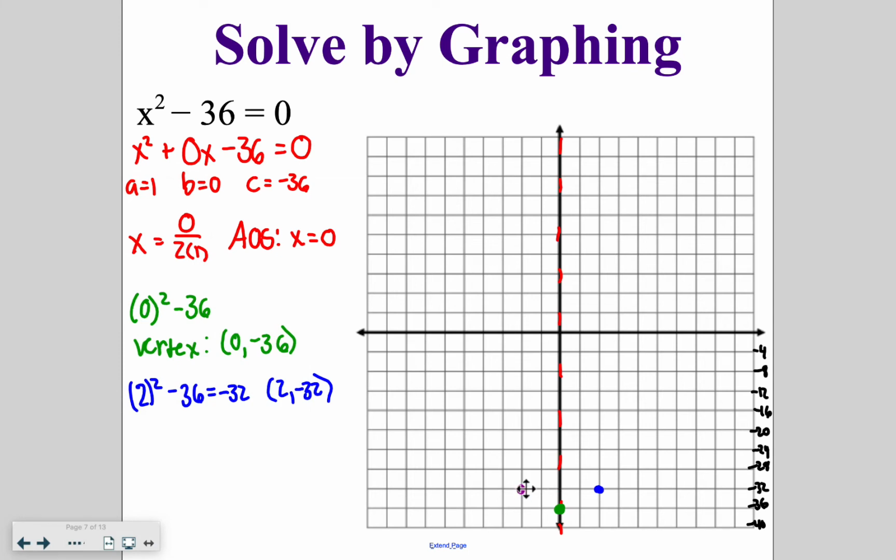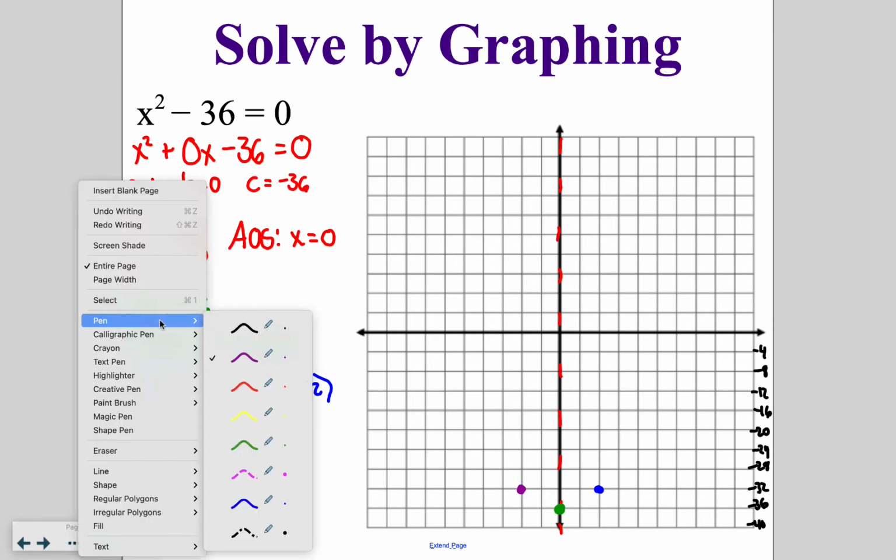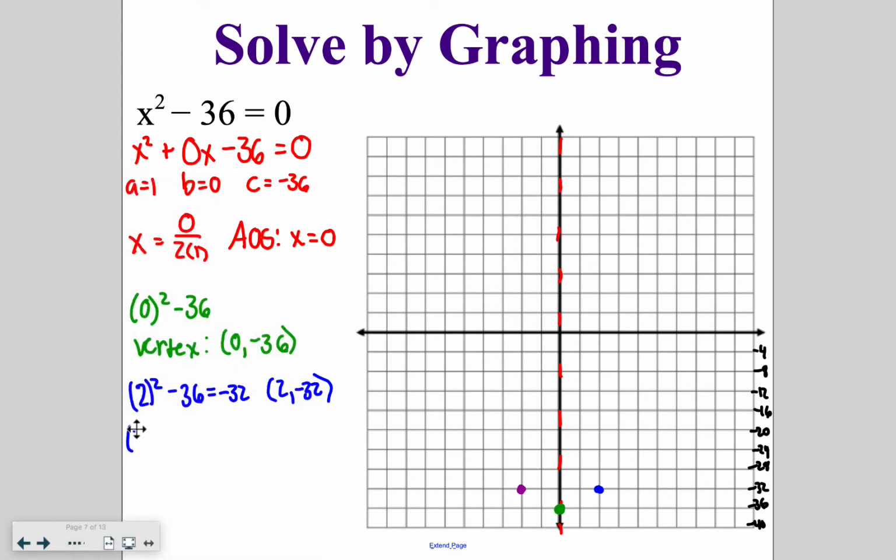Then I can go ahead and plug in another number. I'm going to skip over 3 and go to 4. So when I plug in 4, I'm going to have 4 squared minus 36. That's going to give me a -20. So I've got the point 4, -20. So I'm going to go over 1, 2, 3, 4, and down 4, 8, 12, 16, 20. That is 4 spaces to the right of our axis of symmetry. So our symmetrical point is going to be 1, 2, 3, 4 spaces to the left.